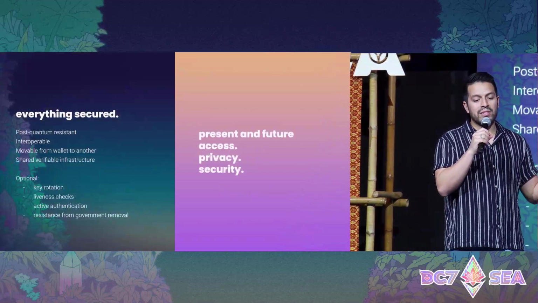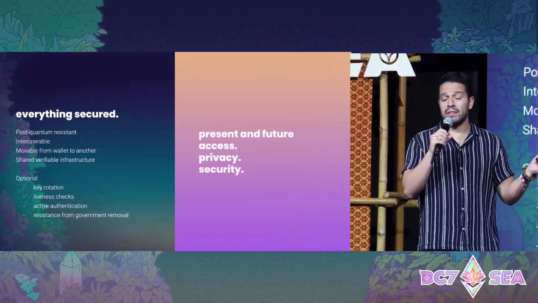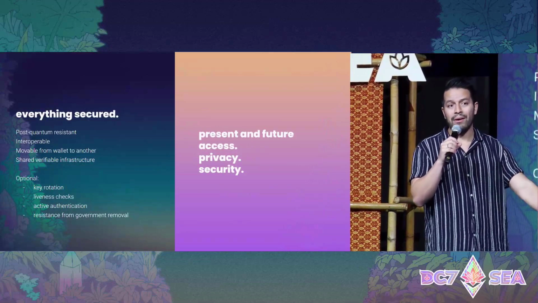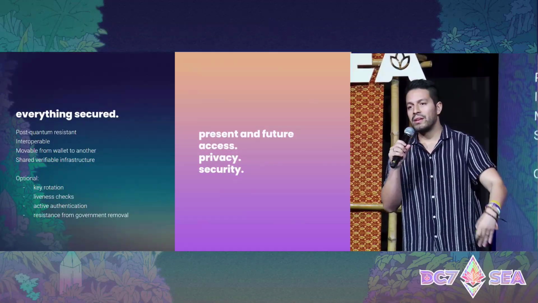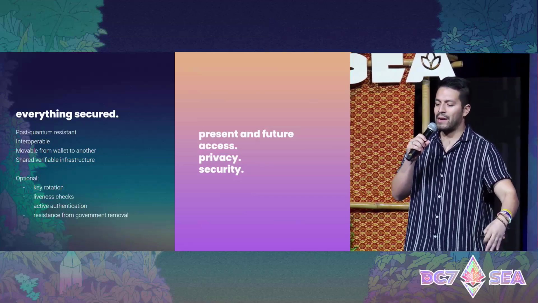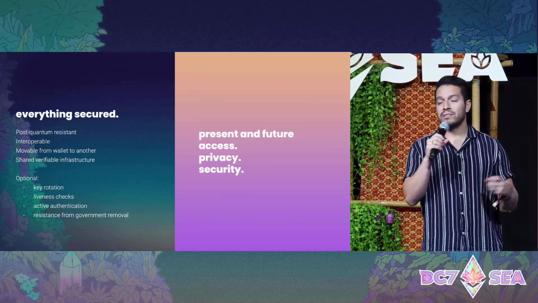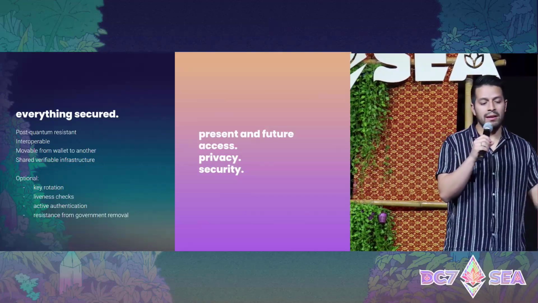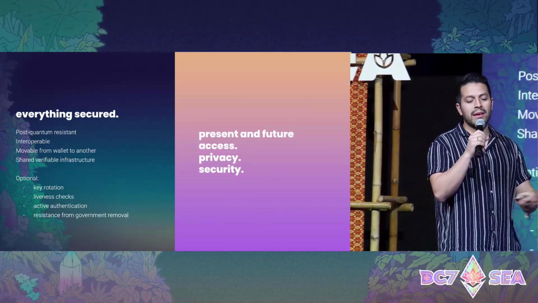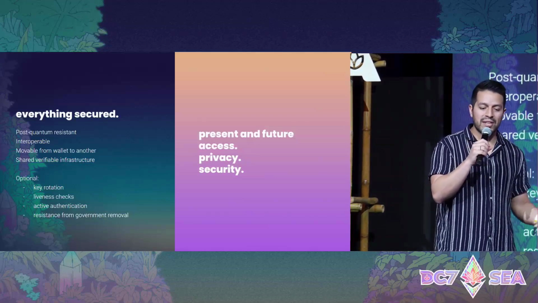So yeah, last things, this needs to be secure. Post-quantum is a must-have now, because in 5 years, you're doing voting and someone can capture the data and decrypt it later. It could be a problem for you. It needs to be interoperable, no vendor lock-in. It needs to be movable from wallet to wallet. It needs to support key rotations, liveness checks, et cetera, et cetera.